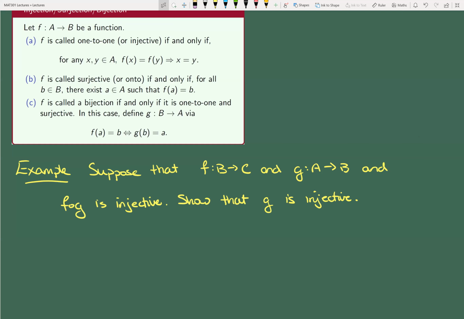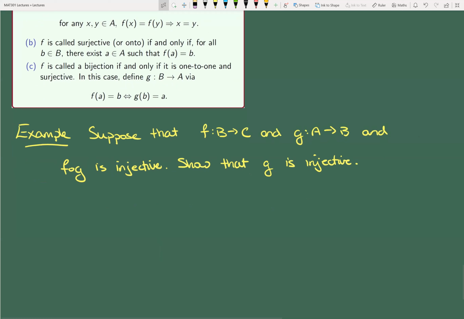Okay, so our goal here is to show that if I have a composition which I know is injective, then the inside function itself also has to be injective. All right. And this is one of those problems where if you set it up correctly, there's only one thing you can do, right? So suppose g of x is equal to g of y, like that. We want to show that x has to be equal to y.